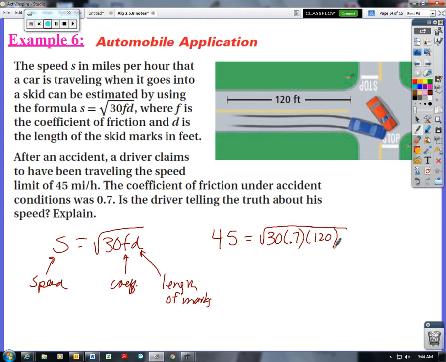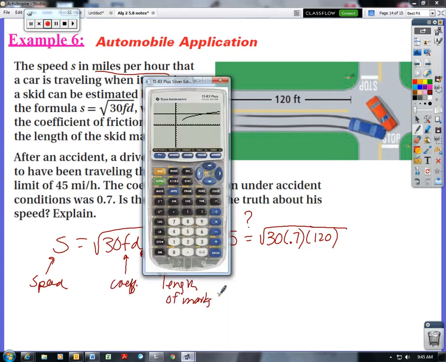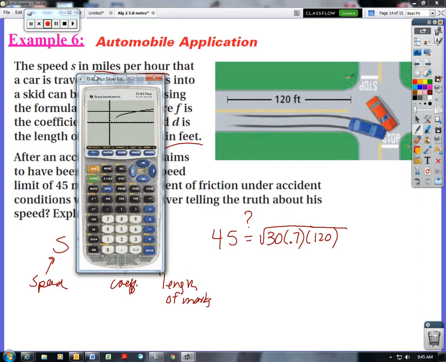Probably should check and make sure you got all the units correct, because D is in feet, so that's good, and S is in miles per hour, so we're good there too. So basically we're looking to see, is this true? So I'm going to go to my calculator and put this in. We're going to do 30 times 0.7 times 120 and get an answer, and then I'm going to take the square root of that answer. And I get 50.